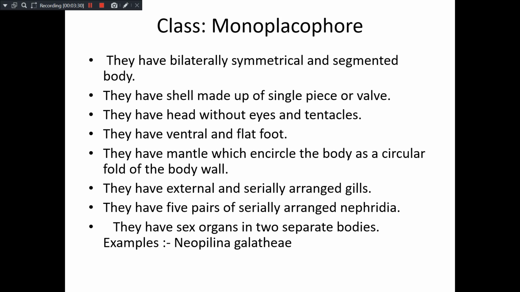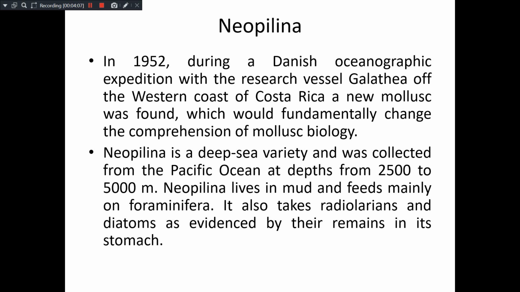Of course, like all other molluscs, they do have a mantle which encircles the body. It's a circular fold of the body wall, so it looks like a fringe surrounding the body. They have external, serially arranged gills. As I have already told you, all those things are serially arranged. They even have five pairs of serially arranged nephridia, which are used for excretion. And they have sex organs in two separate bodies. A good example for this is Neopilina.